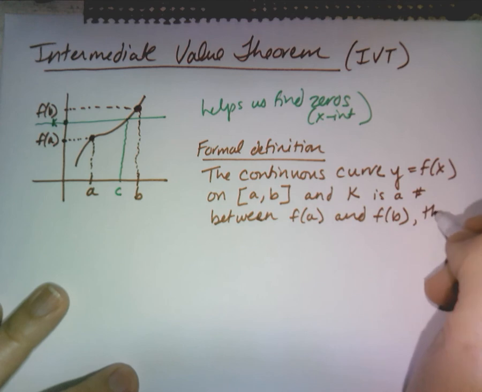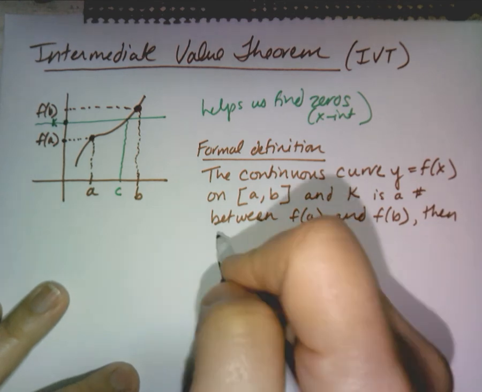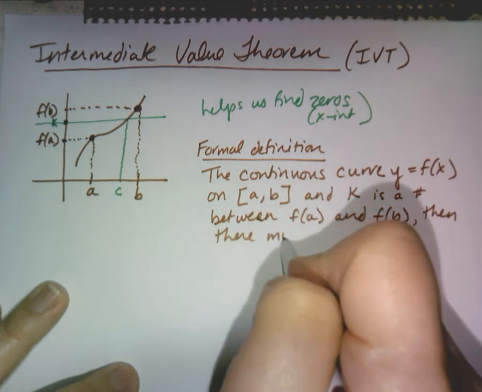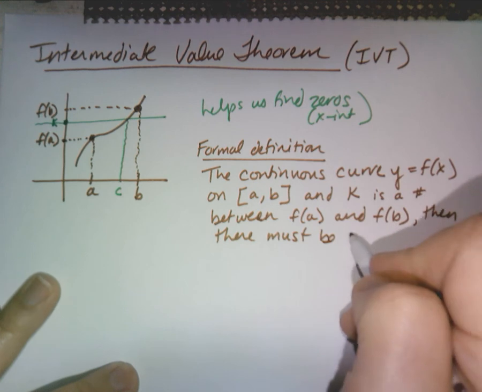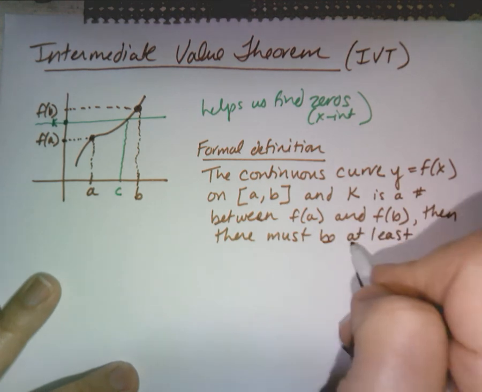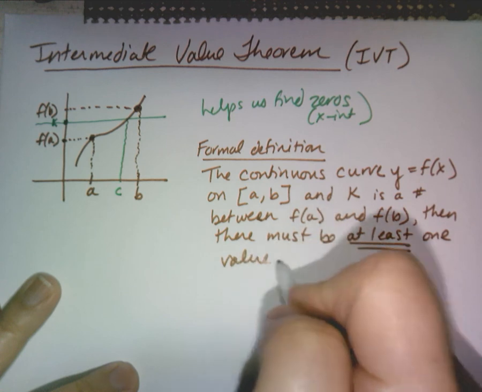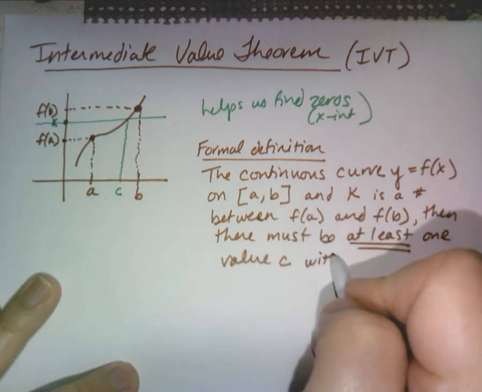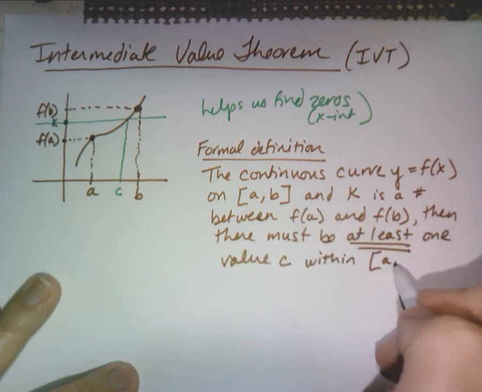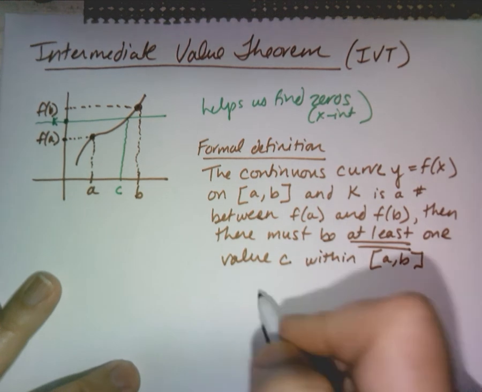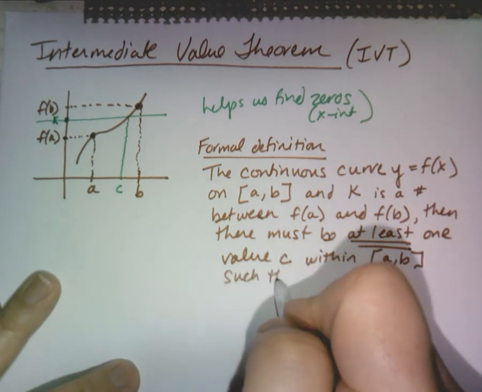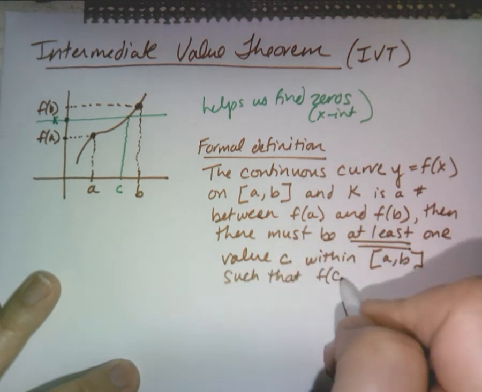Then according to the intermediate value theorem, there must be at least one value c that's within a and b such that the f of c would equal k.